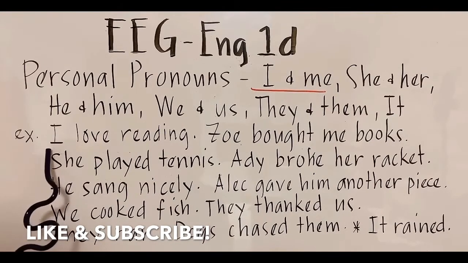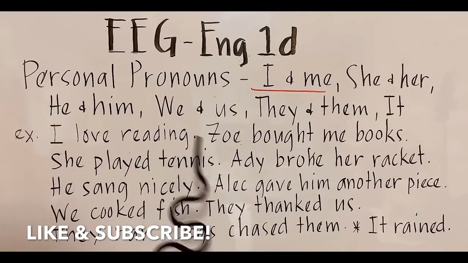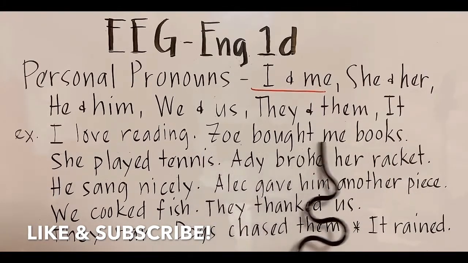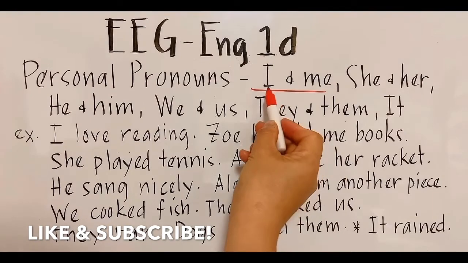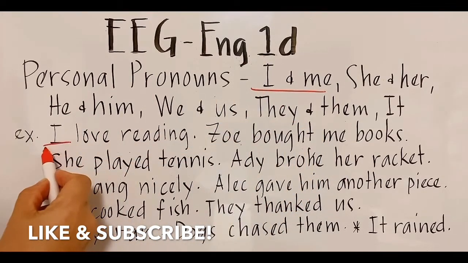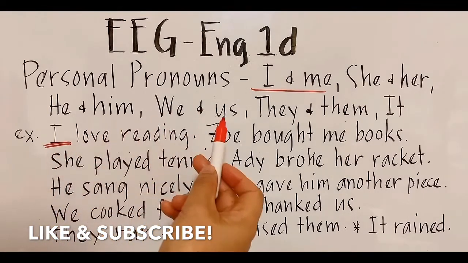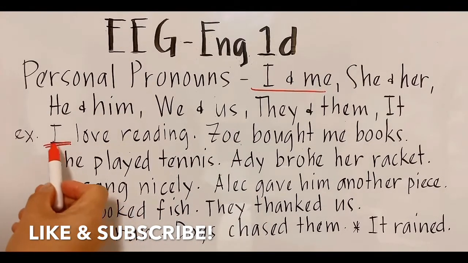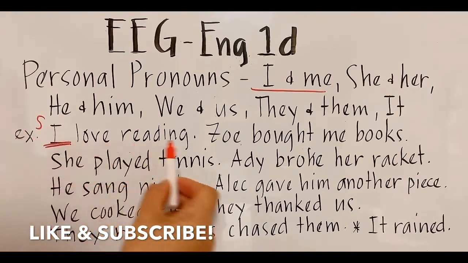You can repeat after me. I love reading. Again, I love reading. And then Zoe bought me books. Again, Zoe bought me books. Now let's go to the first sentence. We use I, so this is I. It is a pronoun for a particular person, yourself, I. So I here in the first sentence is the subject of the sentence.